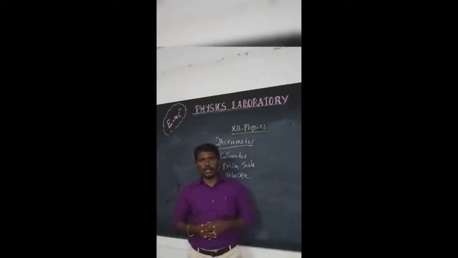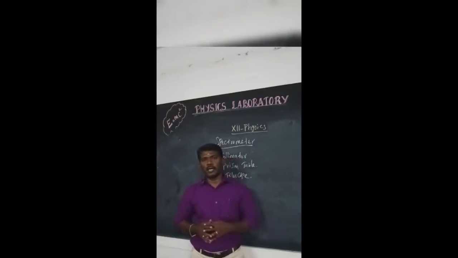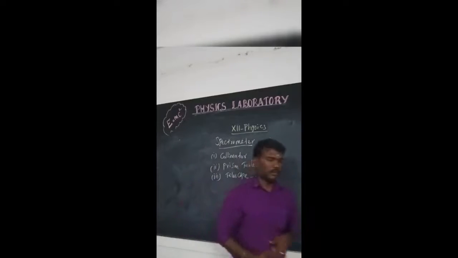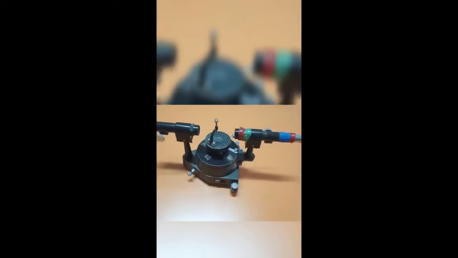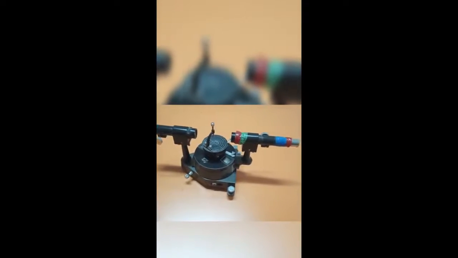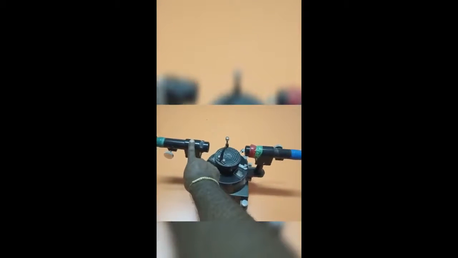Let's see the apparatus, and I will explain the preliminary adjustment that should be done before you determine the refractive index of the given prism. Let's see the apparatus first. Students, see this one. This is the spectrometer apparatus. Here we have the three main parts, as I already told. This is called the collimator, this is the prism table, and this one is the telescope.